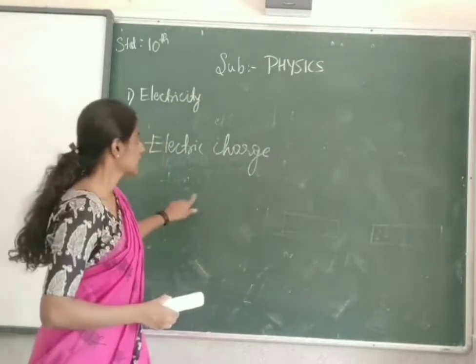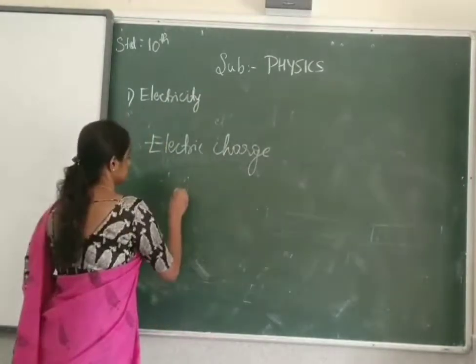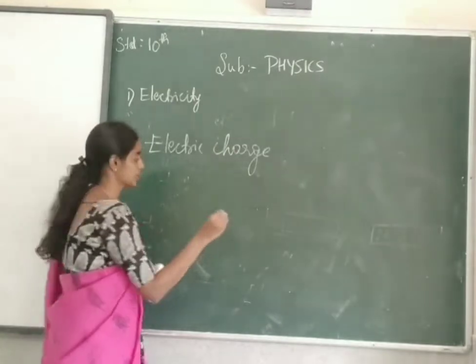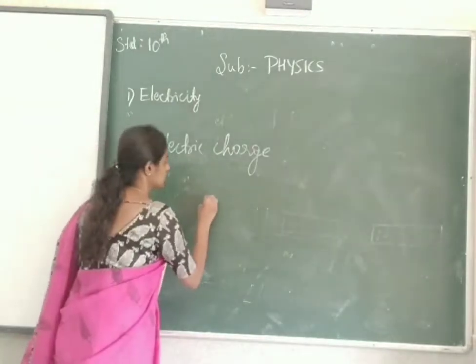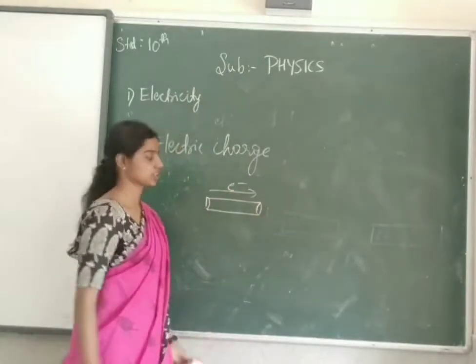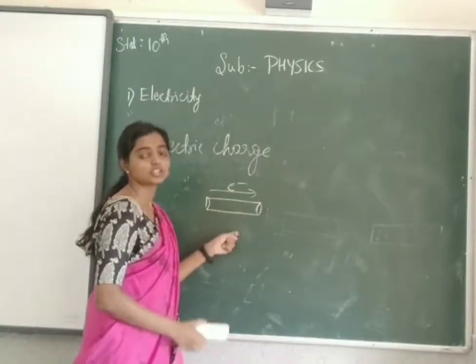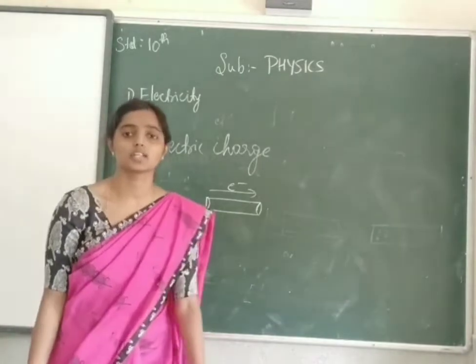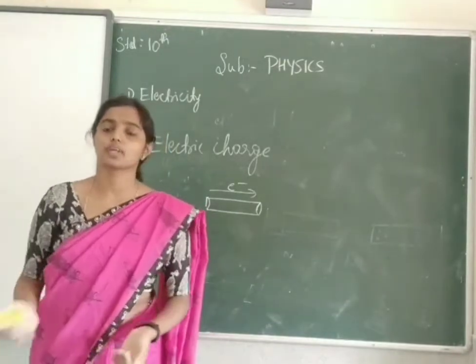Suppose electrons move in one direction in a wire. For example, this is our wire. Electrons will move in one direction. So what is this wire? This wire is nothing but metal. So we know what the properties of metals and non-metals are.